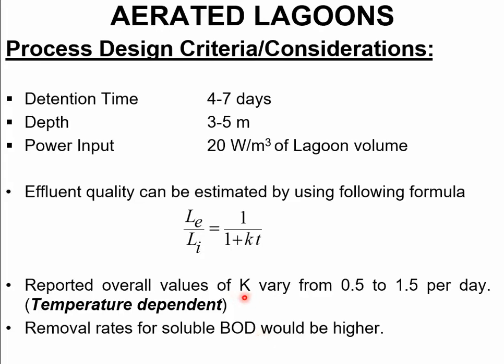Since this K is temperature dependent, we have discussed that in the BOD topic, the wastewater characteristics topic. So K depends on temperature, and therefore in an aerated lagoon process particularly, where the influence of atmospheric temperature would be large because of the large surface area of the lagoon, you have to estimate the effluent quality at different temperatures of winter and summer, because the efficiency and effluent quality will vary considerably between these two seasons.